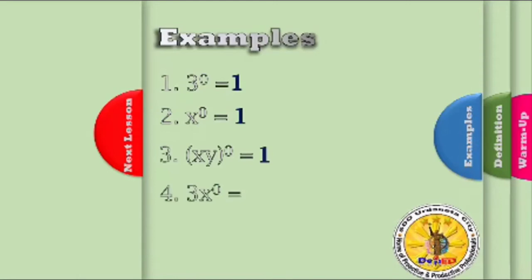This time we will be solving x first. So x raised to 0 is equal to 1. So we have now 3 times the quantity of 1, and that is equal to 3. Perfect.